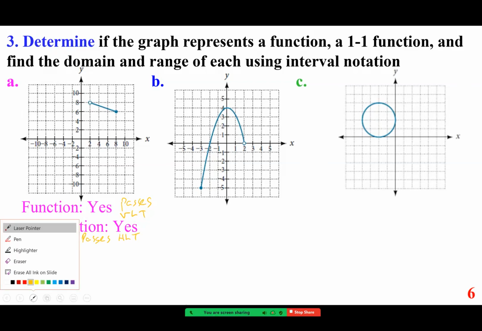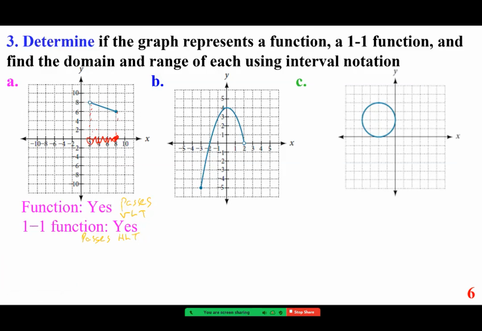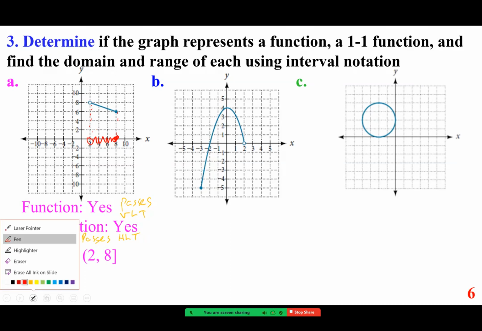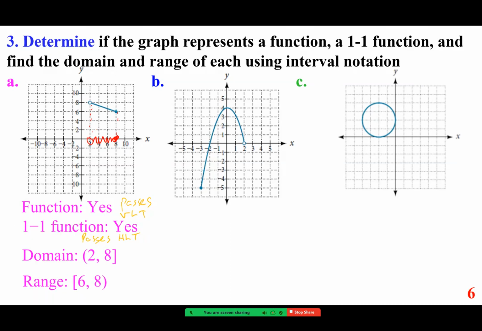And so with that being the case, we want to go for the domain. So what is the domain? Notice that this point will give us this, and this would be the domain, 2 to 8, where 2 is not included. Use a different color for the range. So for the range, 6 is included, 8 is not, and the range is 6 to 8.